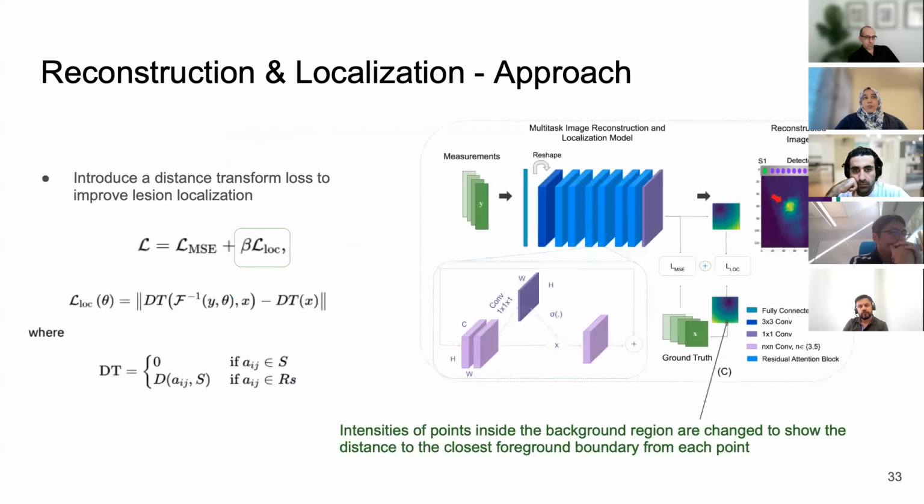We also introduce a distance transform loss to improve lesion localization, where we compute the distance transform of the predicted image versus the reconstructed image, and we compute the L1 loss between them. This term has been added dynamically to the mean square error in order to improve refined results over time.